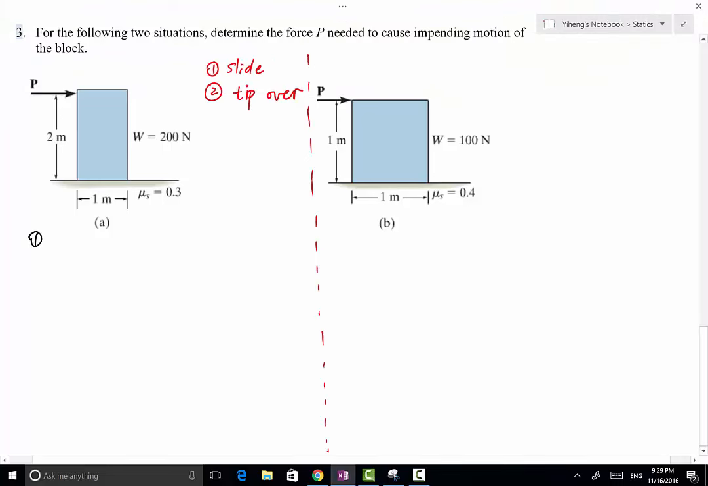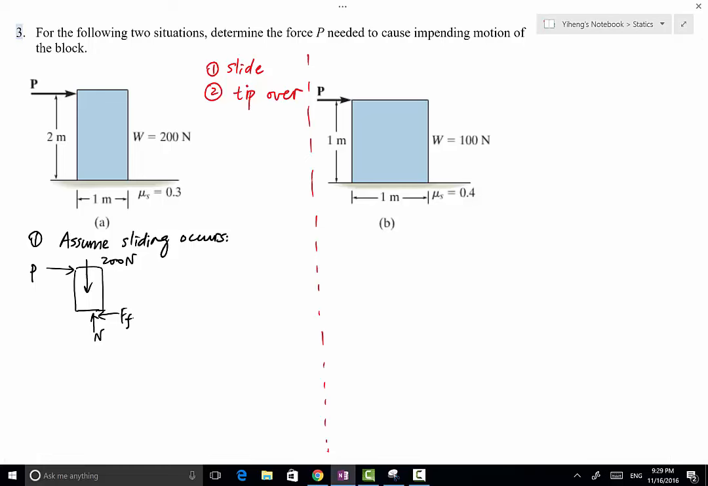So for the first situation, let me assume sliding occurs. According to the free body diagram, we have P right here. The weight force is right here at the center, 200 Newton. Normal force, we don't know where it is. And this is the frictional force. Impending motion is to the right. Frictional force tries to prevent that, therefore it points to the left.